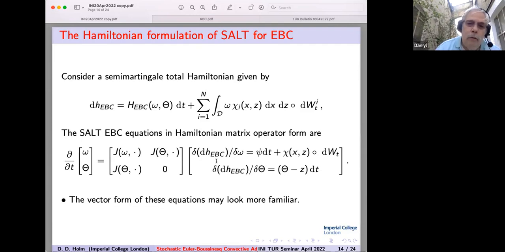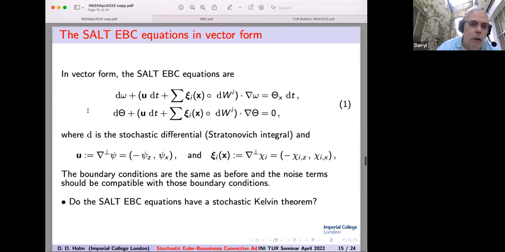In fact, there's that Poisson bracket. Oh yeah, I made a mistake. This should be that D there. That D is the stochastic time differential corresponding to a Stratonovich integral. Here's what the vector form of it looks like. D is a stochastic differential for a Stratonovich integral in time. And here's how the equations look in terms of the velocity.